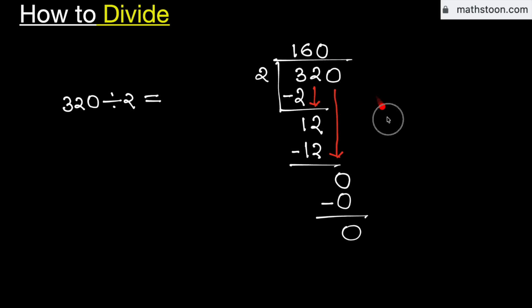Now we have no number to bring down here and we have got the number 0. That is why 320 divided by 2 is equal to 160. And this is our final answer.